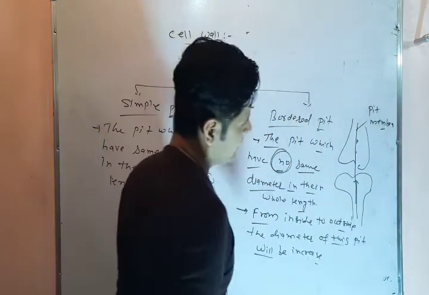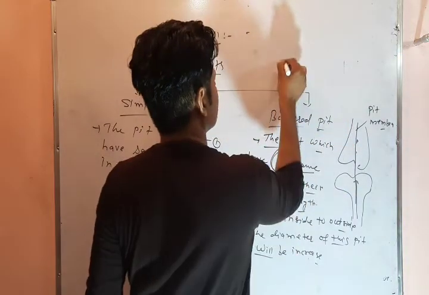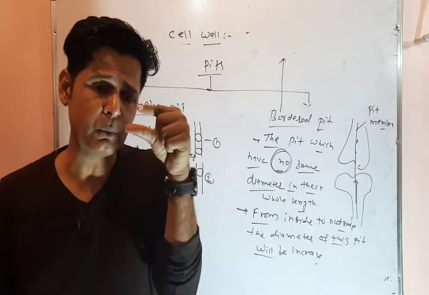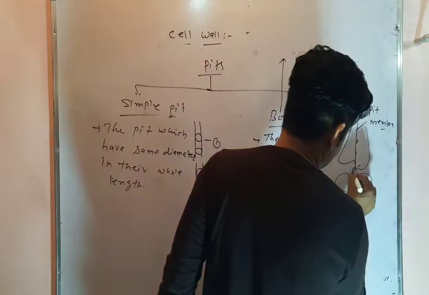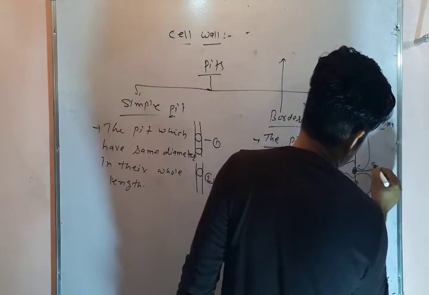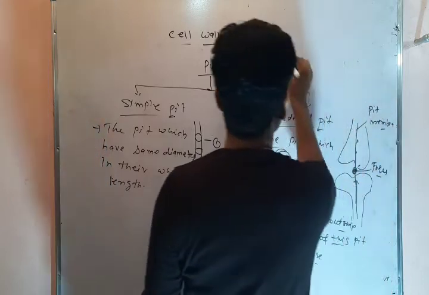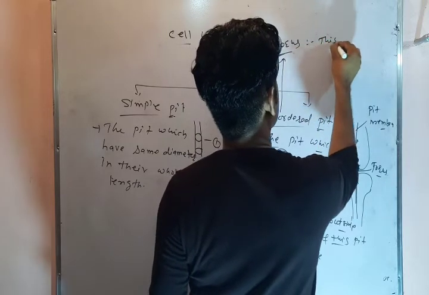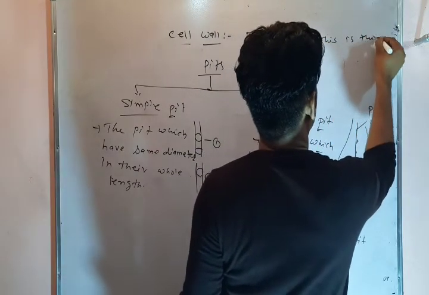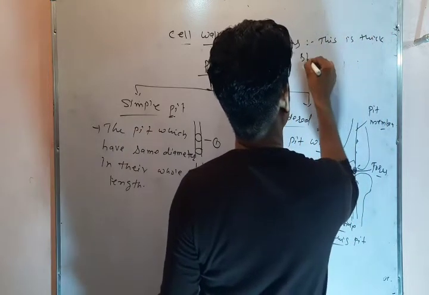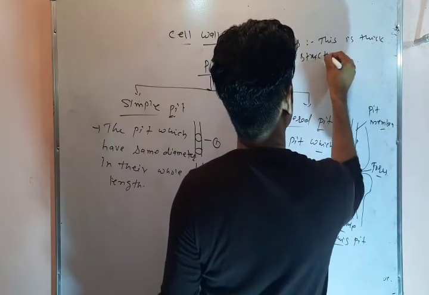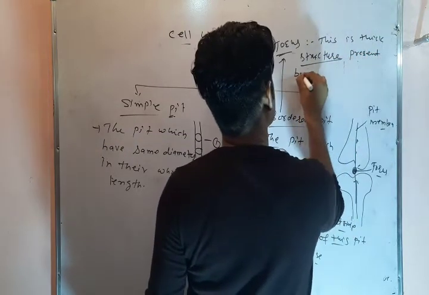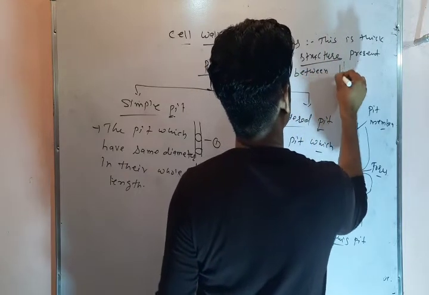Okay. In a bordered pit, there is one thick structure between two bordered pits known as the torus. So this is the structure, known as the torus. What is the torus in a bordered pit? This is a thick structure present between two bordered pits.